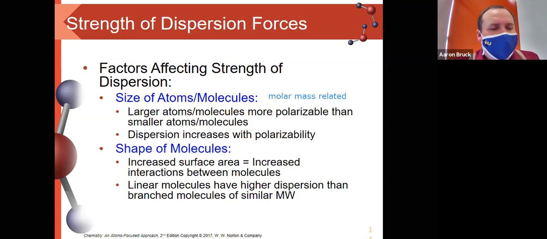Generally speaking, linear molecules tend to have higher levels of dispersion, meaning those linear chains can just sit on top of each other and interact far greater than things that are more branched out. Now rings tend to actually have even greater interaction because they can stack on top of each other.